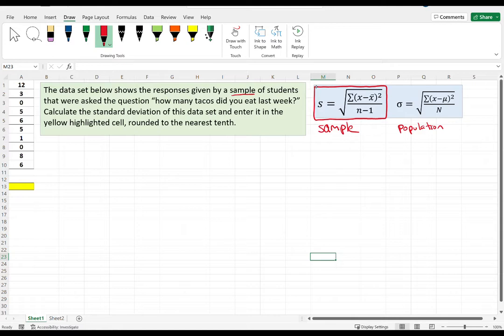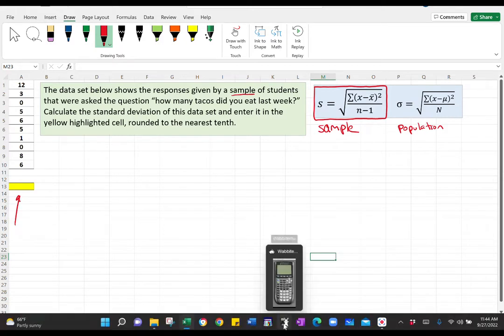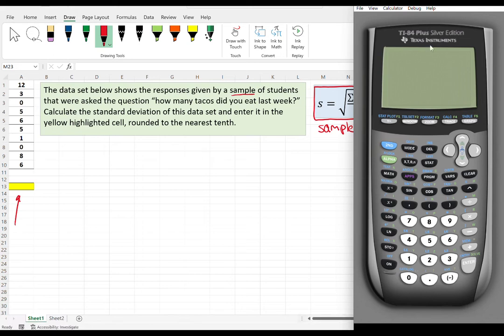So let's calculate the standard deviation and round it to the nearest tenth. So round it to 1 decimal place. And we'll put it here in this yellow cell. You can put it anywhere you want, but we'll put it in that yellow cell. Now I'm going to do this two different ways. First, we're going to calculate this manually using a calculator. So I'm going to be using the TI-84 graphing calculator, a really common calculator. And then we'll use Excel, and we'll compare these two methods.